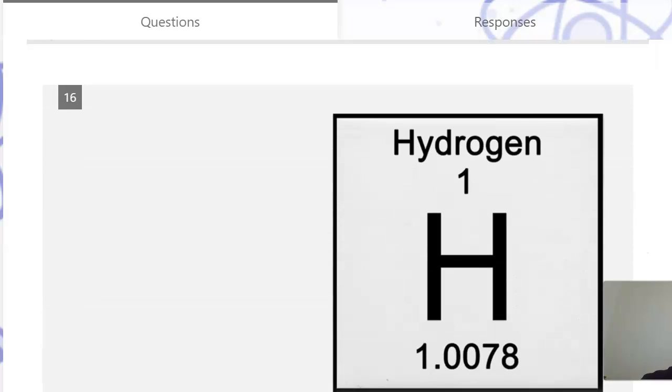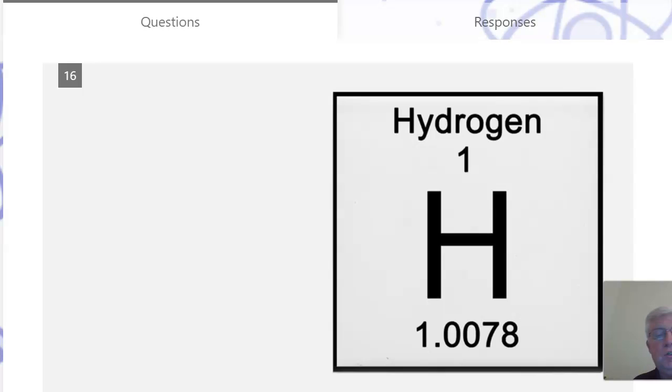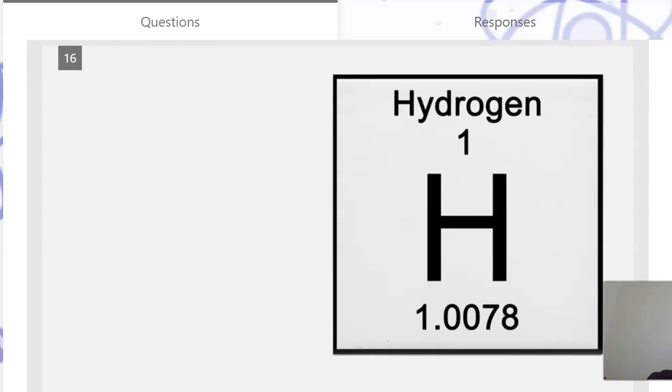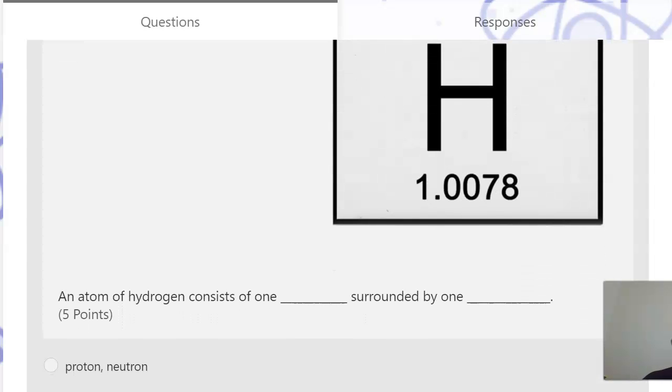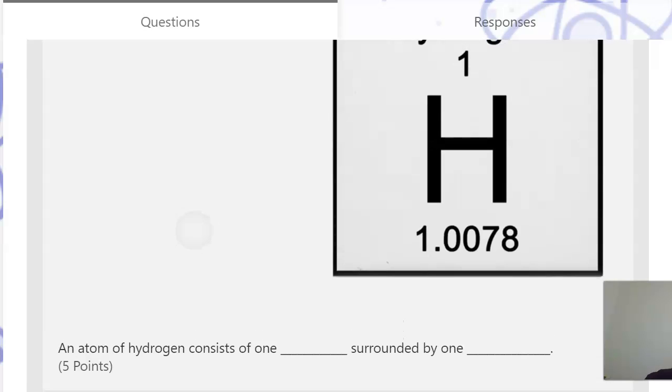All right, let's look at hydrogen. This is the symbol square for hydrogen. It has an atomic number of 1. Its symbol is H, and it has an atomic mass of 1.0078. So if we were to round that, we would round it down to 1. So if it's got an atomic number of 1 and an atomic mass of 1, 1 minus 1 is 0, it's got 0 neutrons. Okay? What's the question? An atom of hydrogen consists of 1 proton surrounded by 1 electron, no neutrons.